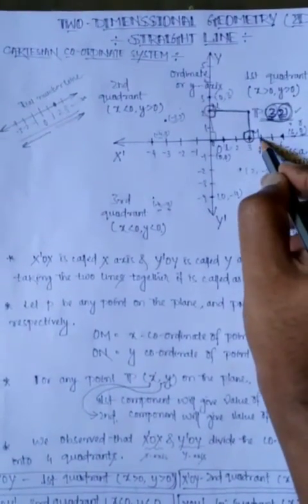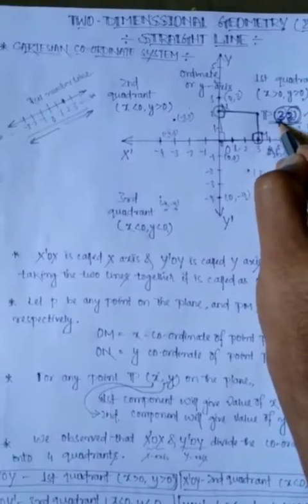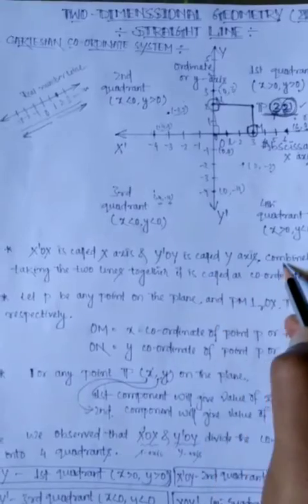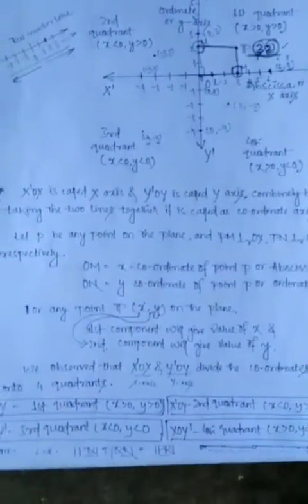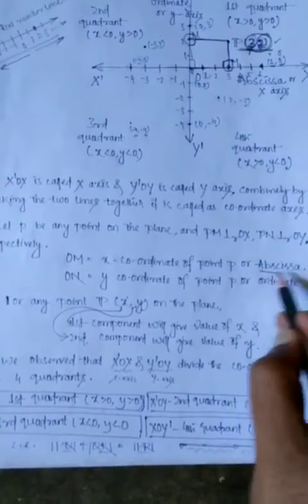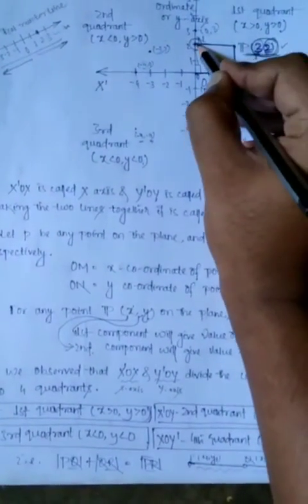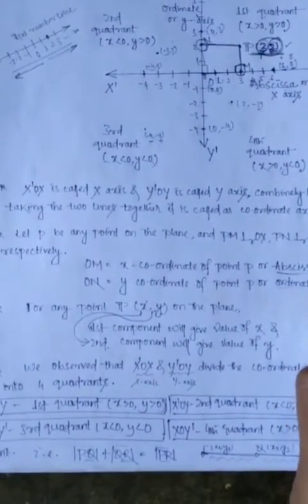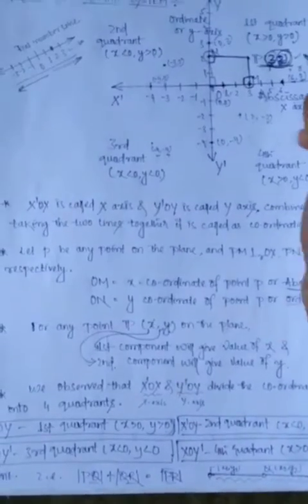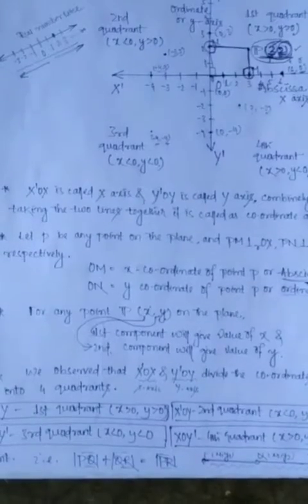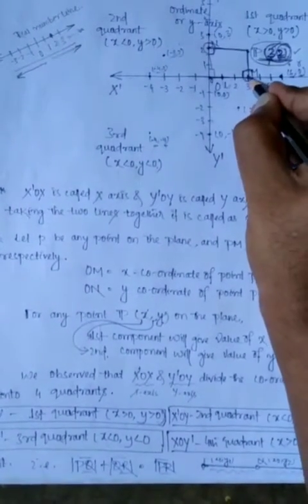That means for any point, the value on the x-axis is represented as abscissa, and the value on the y-axis, that means 2, is known as ordinate. So for the point P here, 3 is the abscissa because it lies on the x-axis and 2 is the ordinate because it lies on the y-axis.